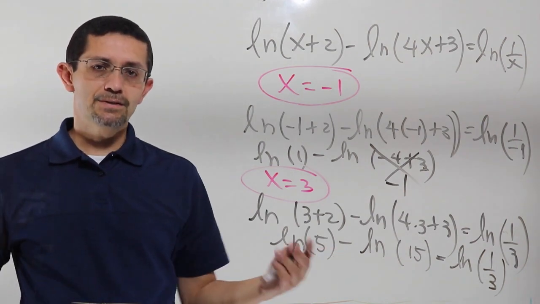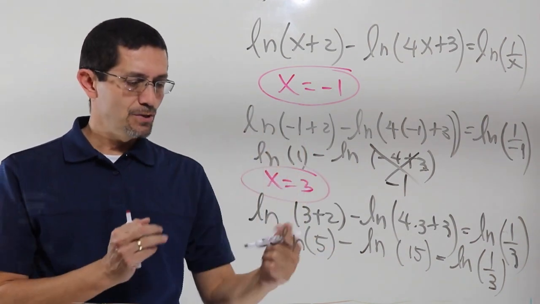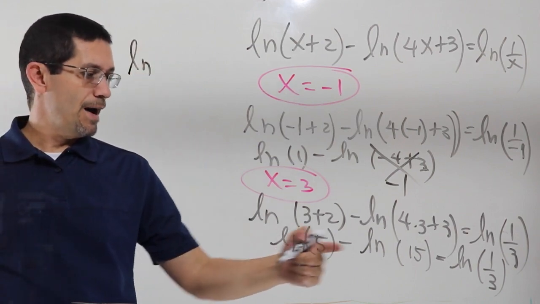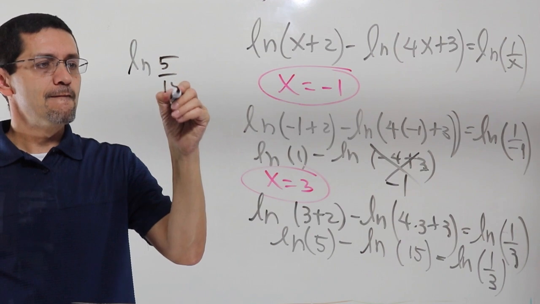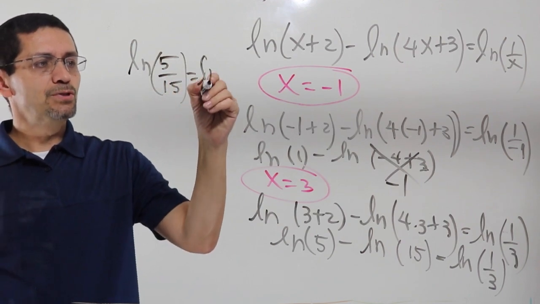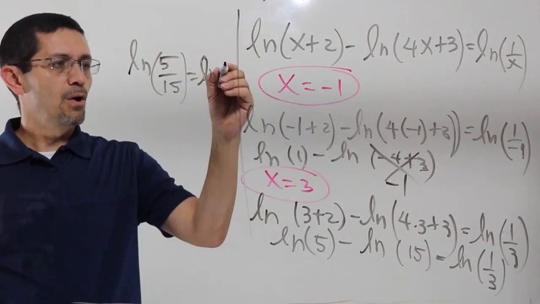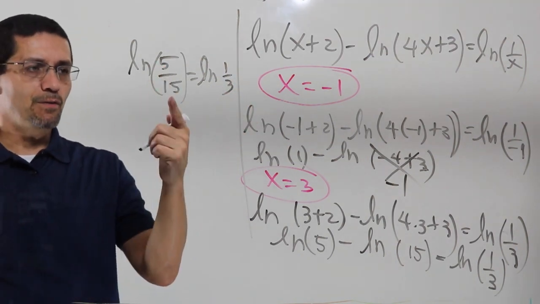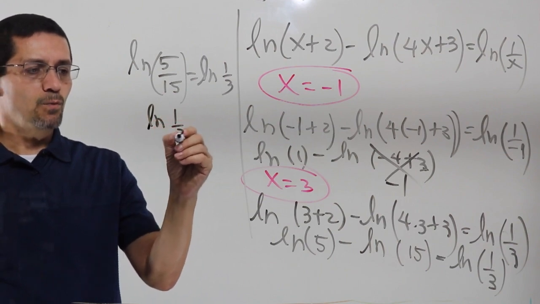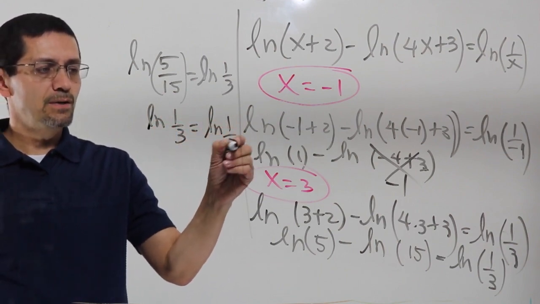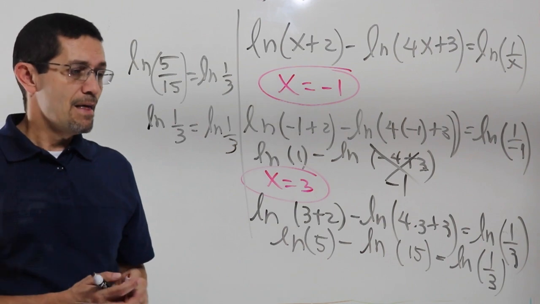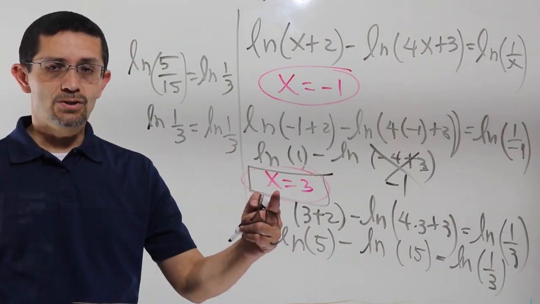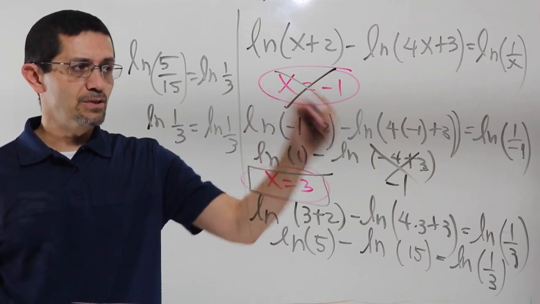Because it's a difference, this condenses as a division. So I'll have ln of 5 over 15, and that's going to be equal to ln of 1/3. If you notice, I can reduce this. Divided by 5, divided by 5, this is ln of 1/3 equals ln of 1/3, which is the same thing. Therefore, my answer, x equals 3, is a valid answer. That's a good answer. The other one is an extraneous solution, so that doesn't work out.